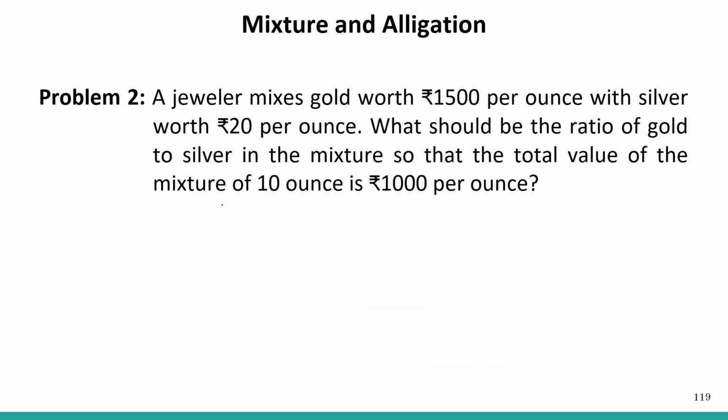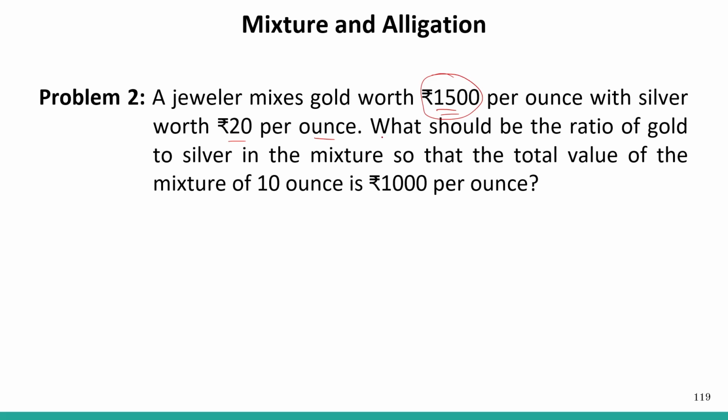Let's go forward with problem number 2 and see what it brings to us. A jeweler mixes gold worth 1500 per ounce with silver of 20 rupees per ounce. So the cost of gold per ounce is 1500 and silver per ounce is 20 rupees.